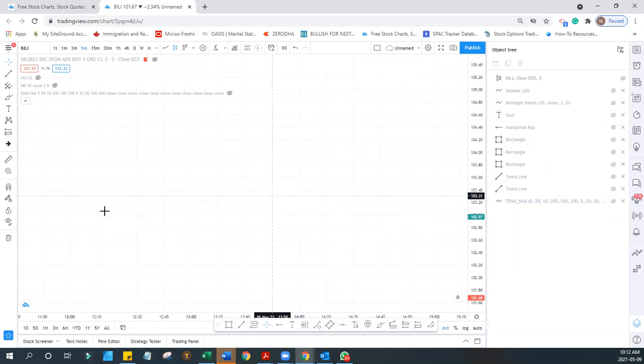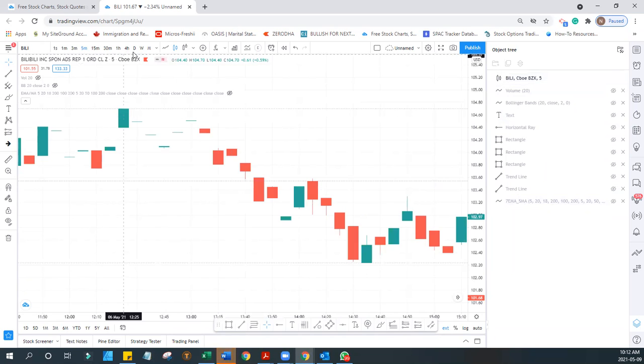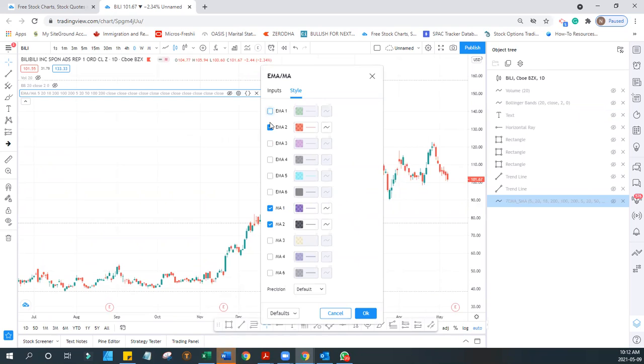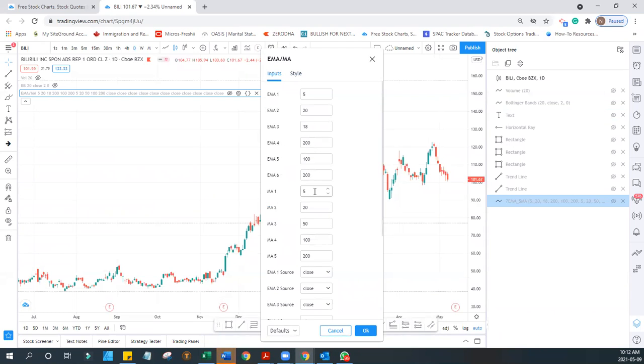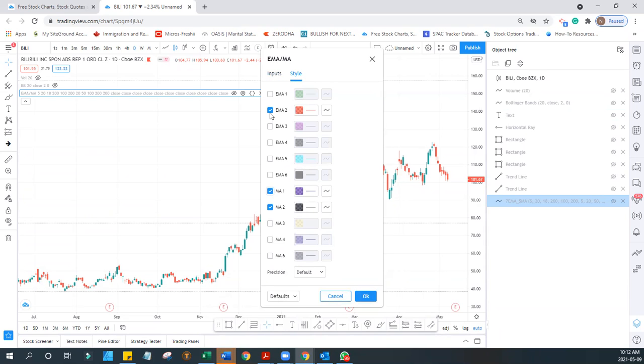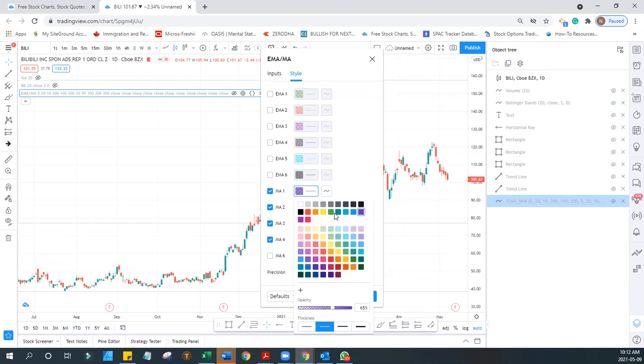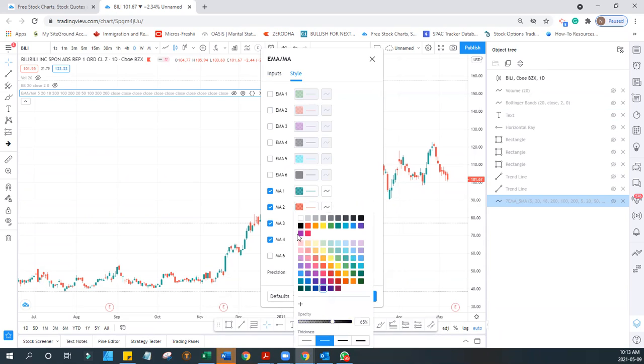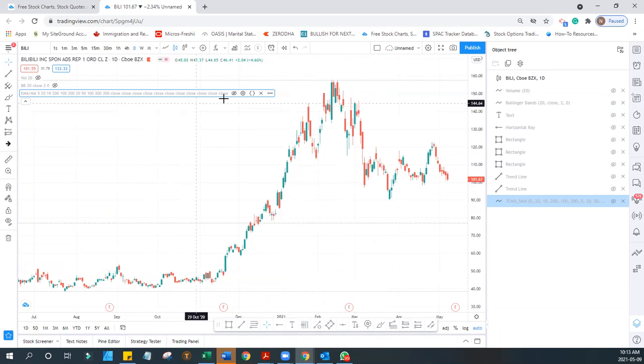Say for an example, if I want to put the chart again for Billy, and I'm going to put it on a daily. Now I'm going to close the EMA and put the inputs for the SMA like 20, 50, 100, and 200. So I have 1, 2, 3, 4. Let me put it down here. One is green, then red, then purple, and the black is the last one.